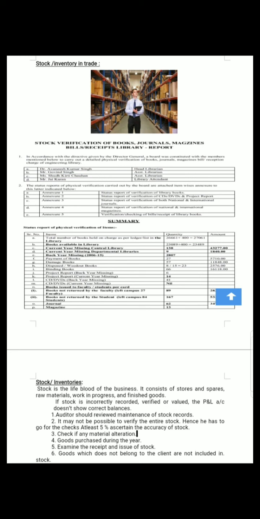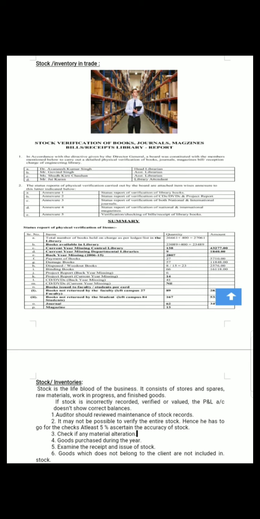So what exactly is the review: whether the maintenance of stock records has been made properly or not. In order to find out errors and frauds, you need to verify the stock records in the respective trade or business. It is purely for the maintenance of stock records, so that errors and frauds can be easily detected. So you need to verify.